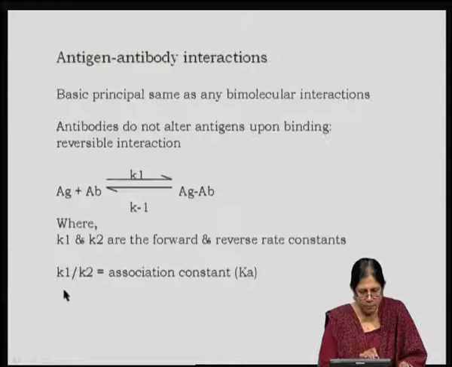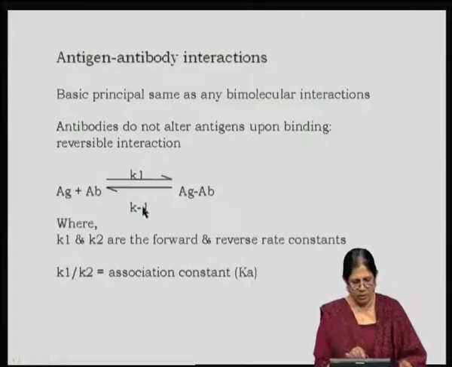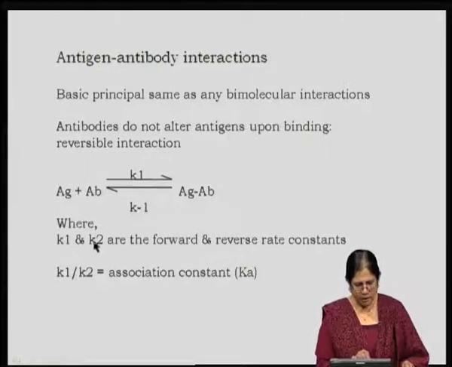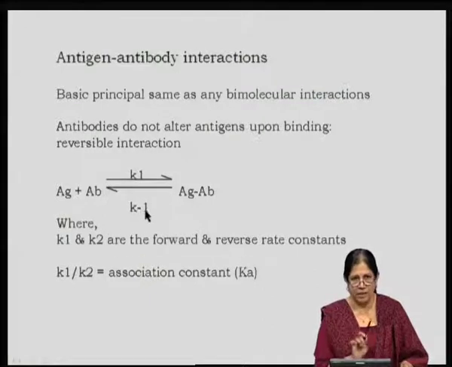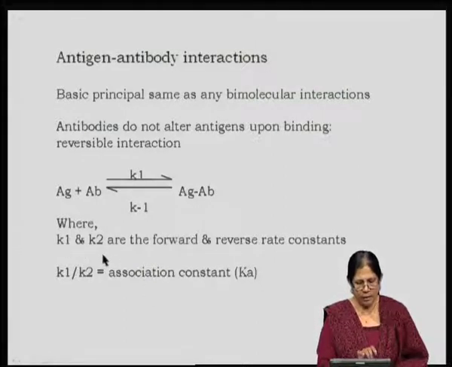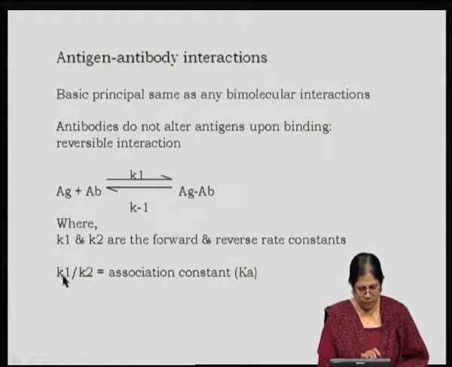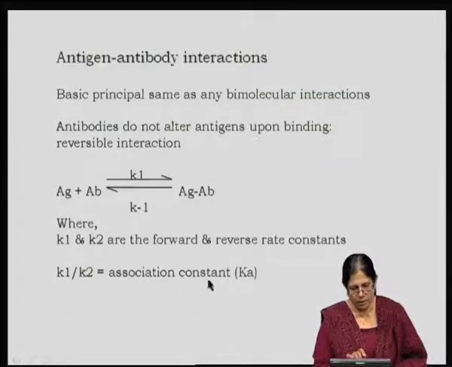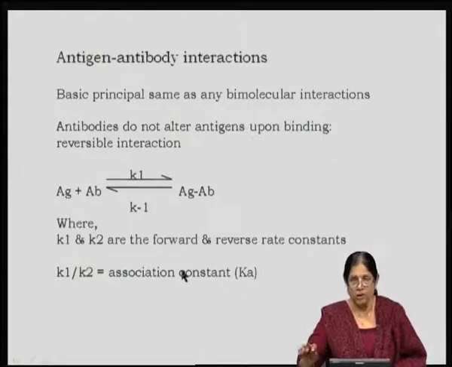The ratio of K1 by K minus 1, there is a small mistake here. This K minus 1 is what I have written as K2. K2 and K minus 1 are the same. So, I should have either had K minus 1 here or I should have put K2 here. So, the ratio of K1 by K2, or the ratio of K1 by K minus 1, determines the association constant.